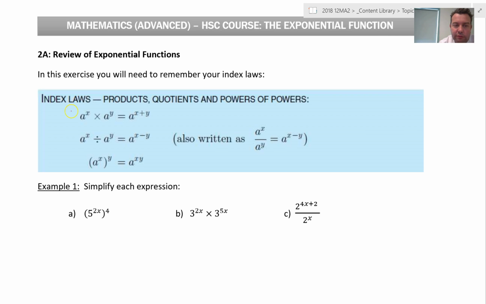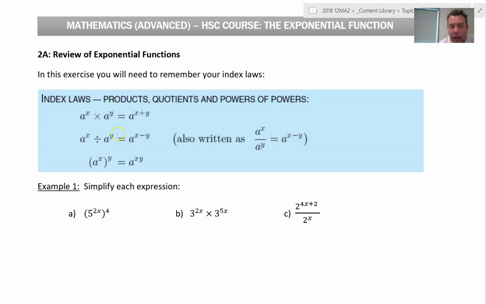Remember, coefficient, the number out the front here. Base, this number here. Exponent, or power, or index, is this little number raised up high there. It tells us how many times it's multiplied together. So if I have a to the x times a to the y, that means a being multiplied together x times and a being multiplied together y times. So altogether there are x plus y a's being multiplied together.